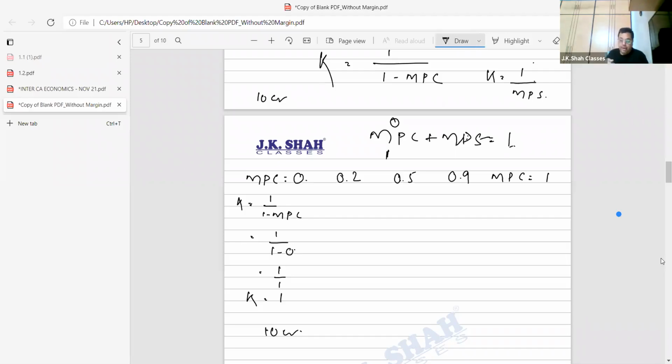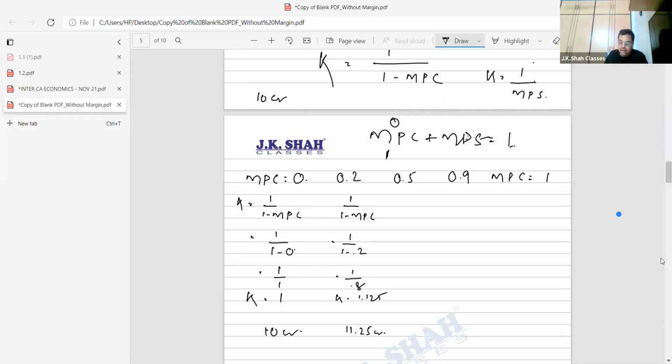Again, MPC 0.2. I'll write like this now: 1 upon 1 minus MPC, so 1 upon 1 minus 0.2, so 1 upon 0.8. So K is equal to 1.25. It means if the government makes an investment of 10 crore, income of the people will rise by 12.5 crore. Agreed?